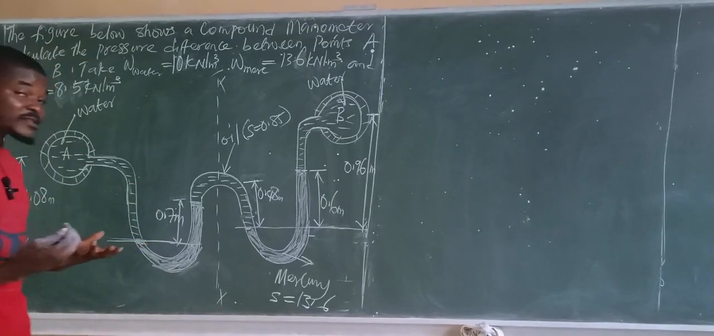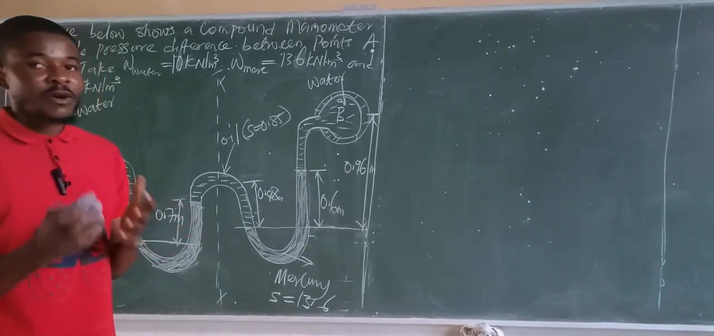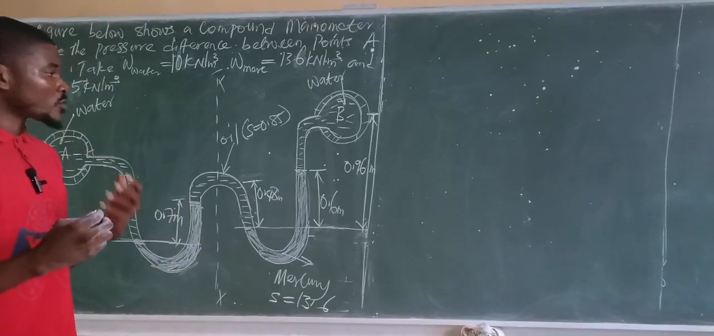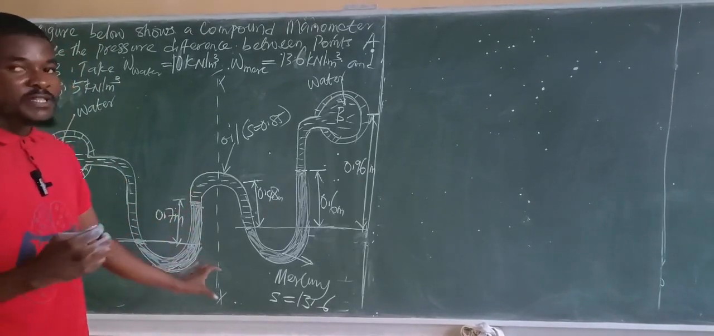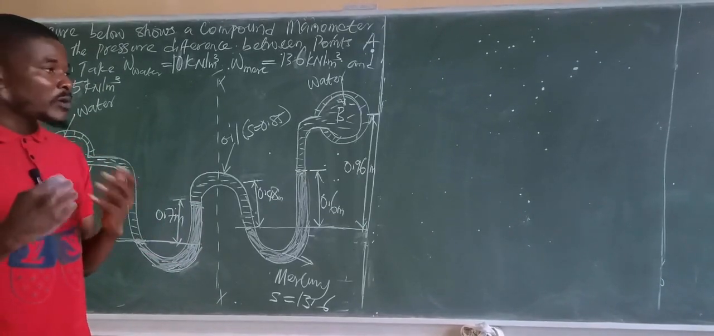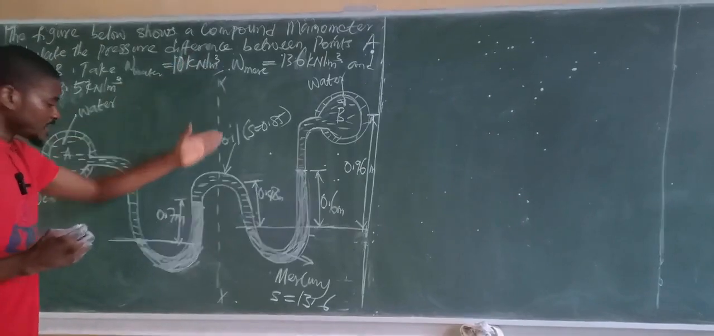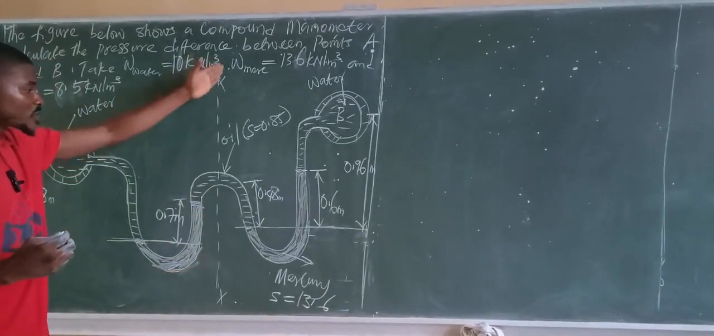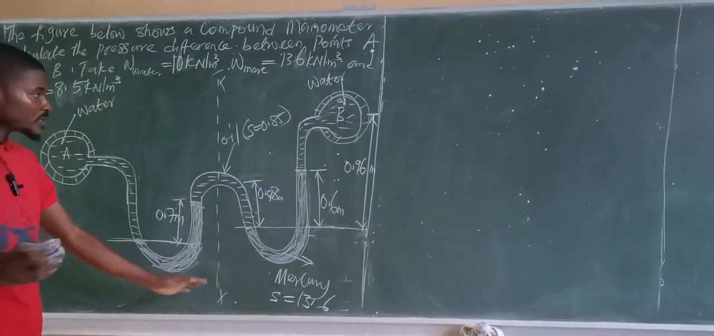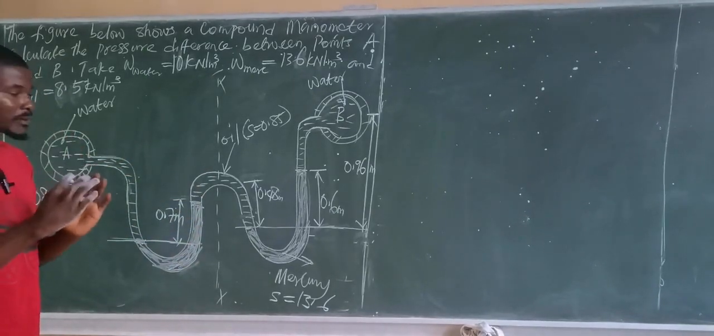Now we have a compound differential manometer. How do we analyze this? Just like we've done in the first case, the same method that governs the differential manometer also governs the compound differential manometer. But now we have to do this in bits for proper understanding. You section this place into two. If you section this place into two, it means you have two different differential manometers.